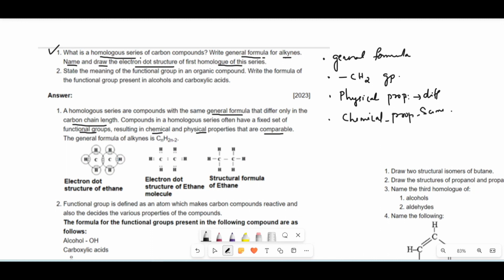And for the alkyne series, the general formula is CnH2n minus 2. So this is the general formula for the alkyne series. Name and draw the electron dot structure of the first homolog of the series.